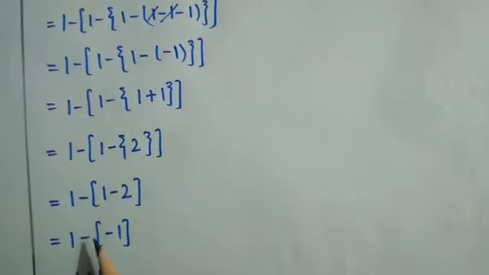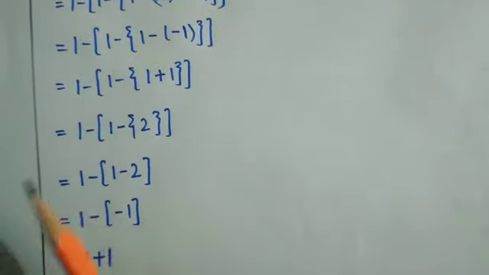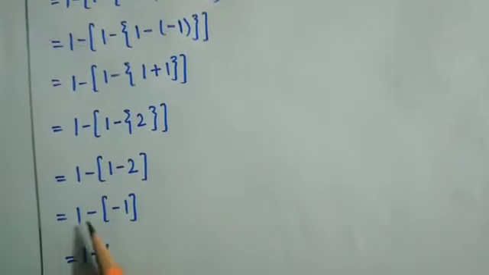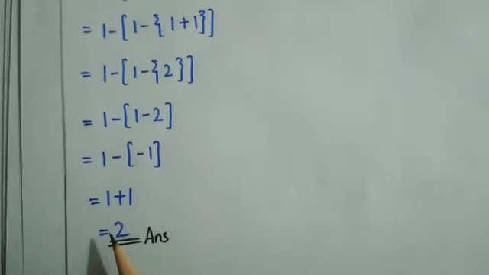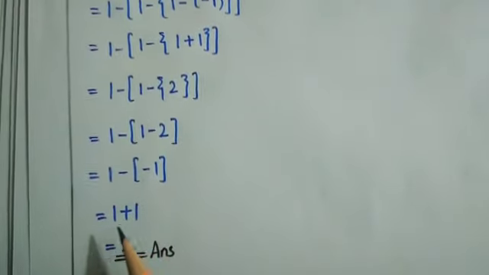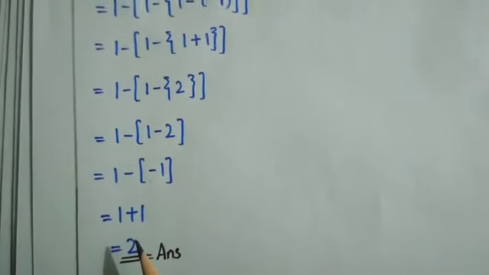We write here negative 1, open the bracket. This negative, negative multiply negative is positive. 1 plus 1 is 2. That means we simplify this equation. The answer is 2.